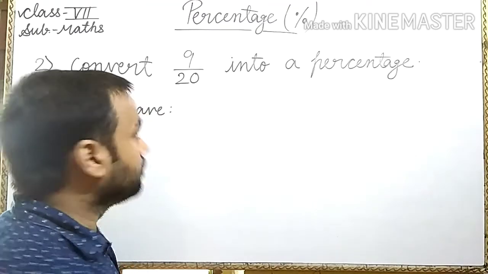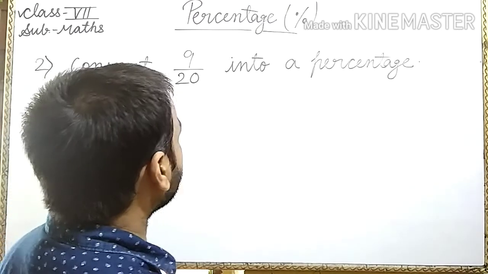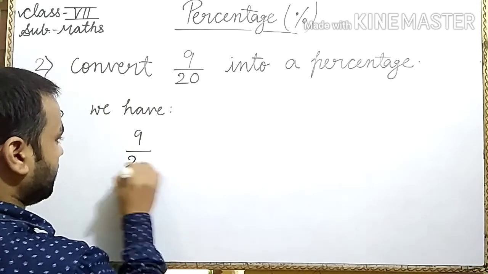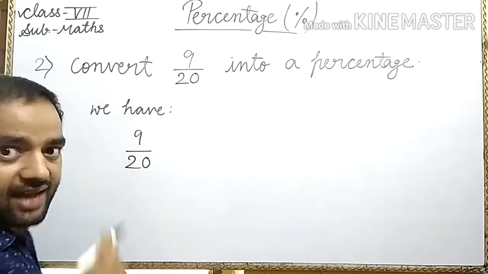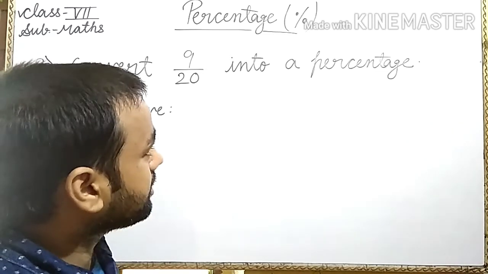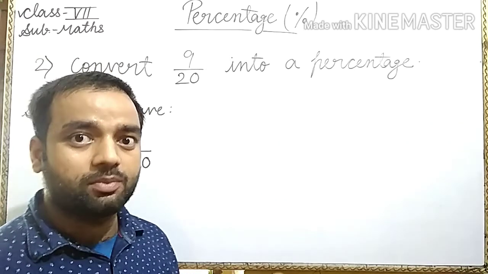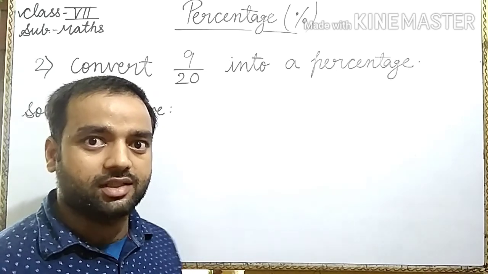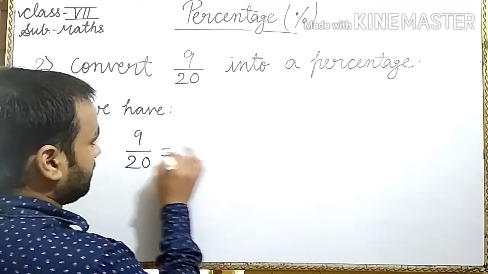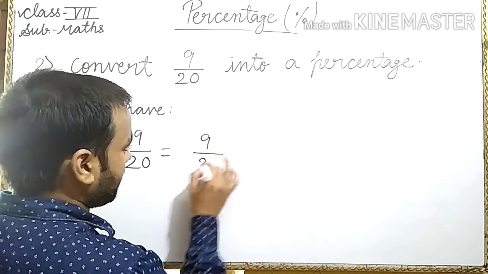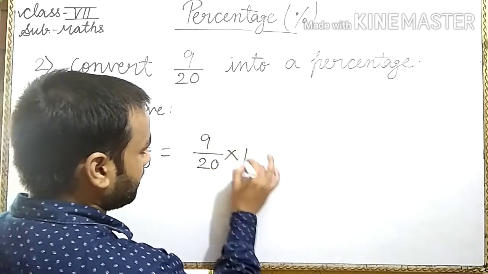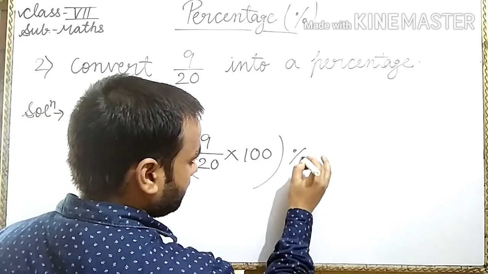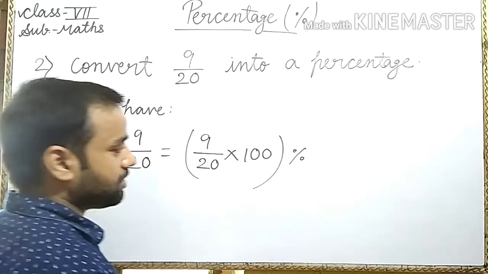In question number 2, convert 9 by 20 into a percentage. So we have 9 upon 20. This is a fraction. To convert a fraction into a percentage, we multiply by 100 and put the symbol of percentage. So rewrite the fraction 9 by 20, multiply by 100 and put the symbol of percentage. Always remember this point.